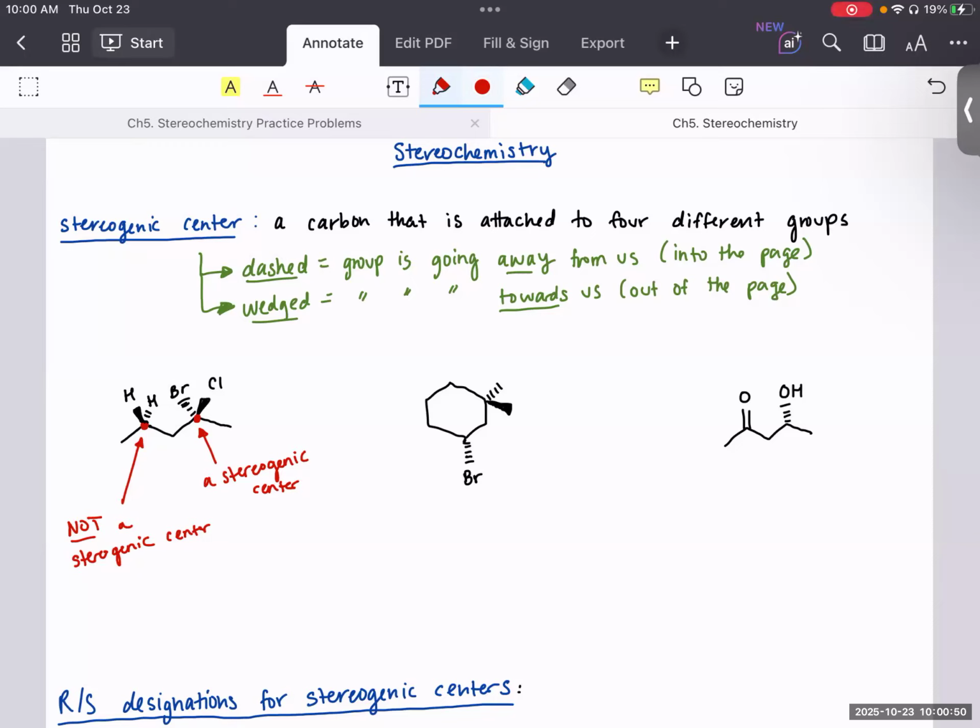Next, we can take a look at this one in the middle. And so down here, with the carbon that's bonded to a bromine, we also have a hydrogen that we don't draw in skeletal structures. And so here we can see that we have 4 groups. So we have that hydrogen, the bromine, and then we have 2 different types of R groups going to the right and to the left. And so this is going to be a stereogenic center.